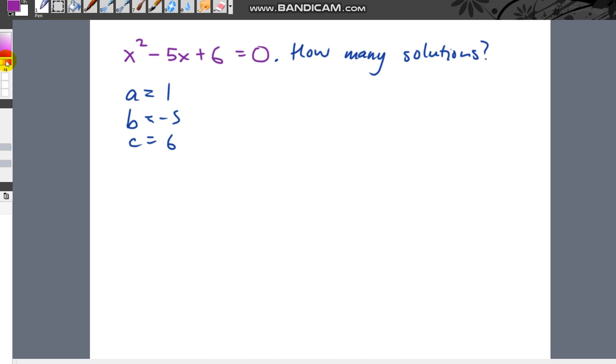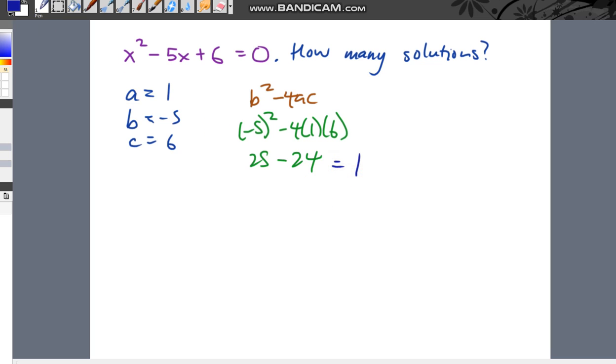Then we can go ahead and calculate the discriminant. The discriminant is b squared minus 4ac. So all we're doing is plugging in what we have: negative 5 squared minus 4 times 1 times 6. Negative 5 squared is 25. Minus 4 times 1, which is 4, and 4 times 6 is 24. 25 minus 24 is 1.